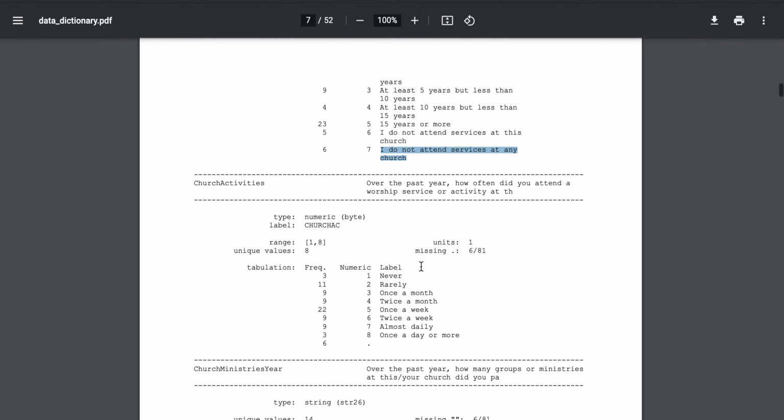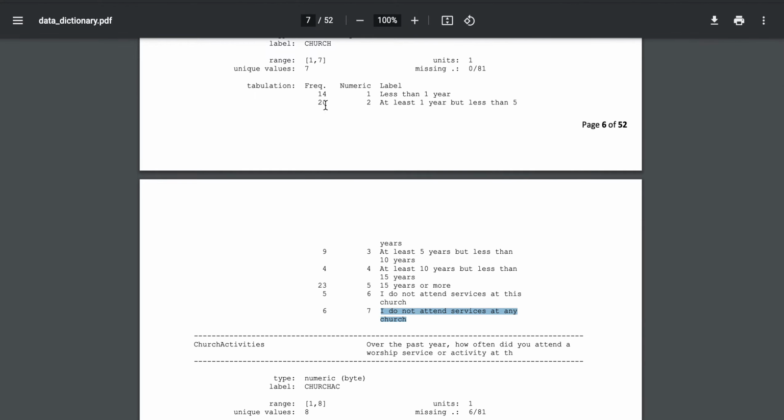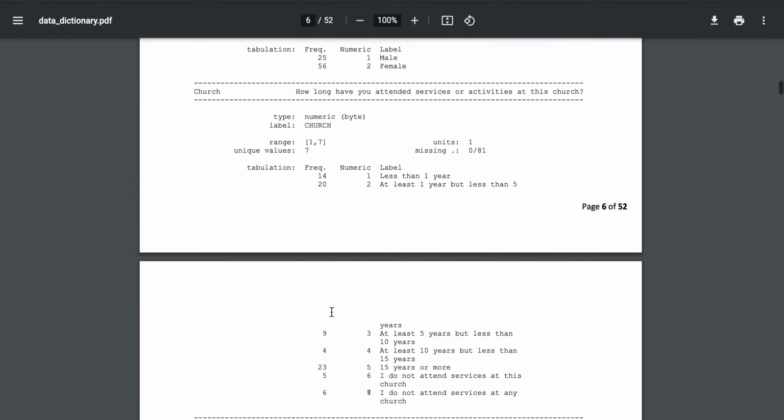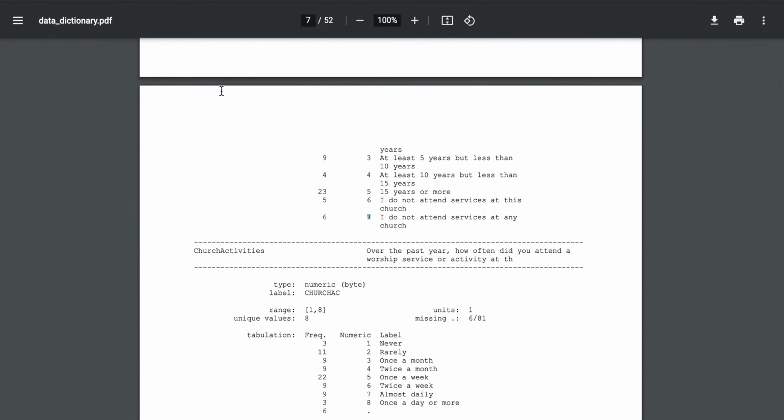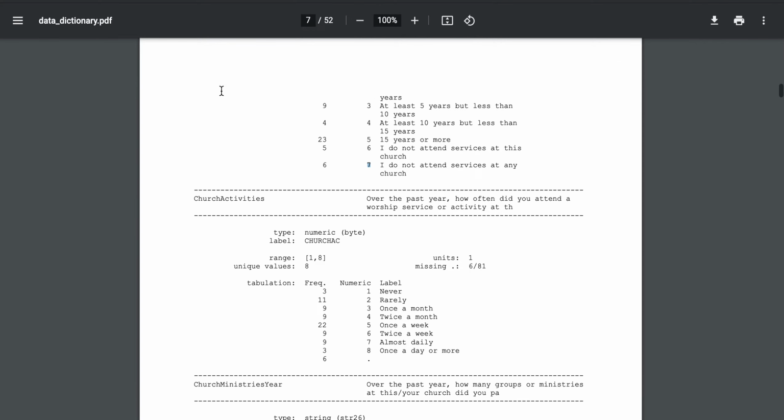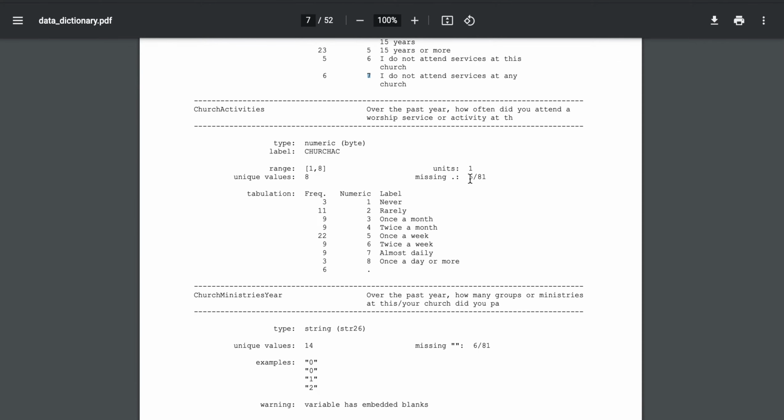Church activity. And here's another thing. There is some imbalance. You see we have some 4s here and then we have some 23s. So I'm just a little bit skeptical how useful this variable will be, but we don't know. So let's just hold off making presumptions. Church activities has 6 missing values.